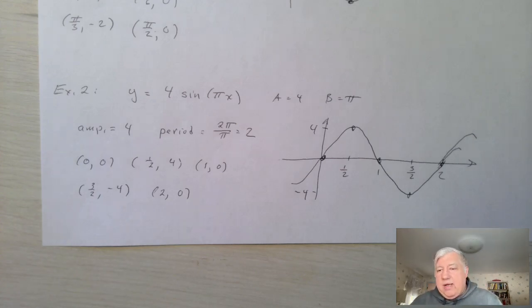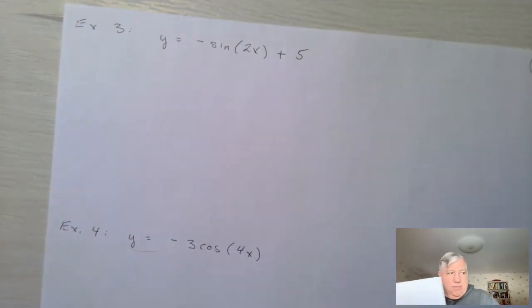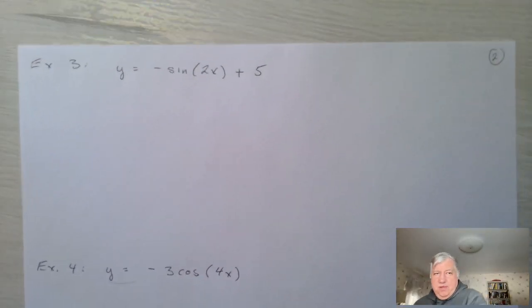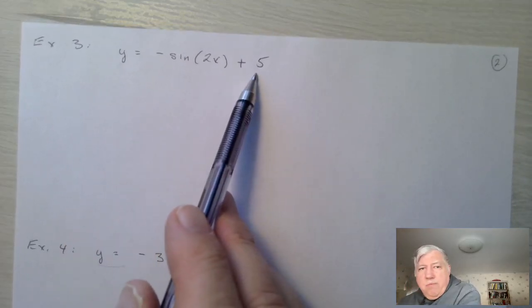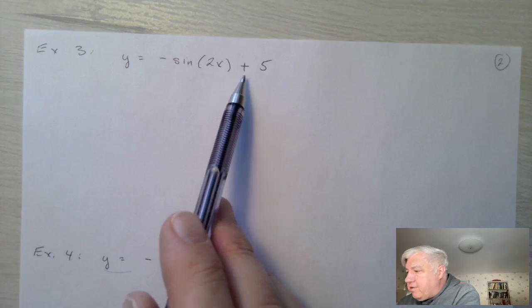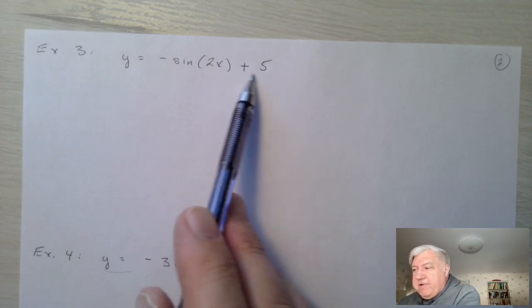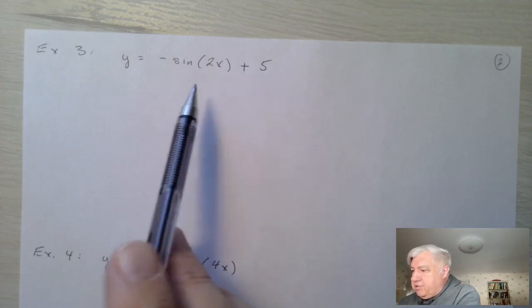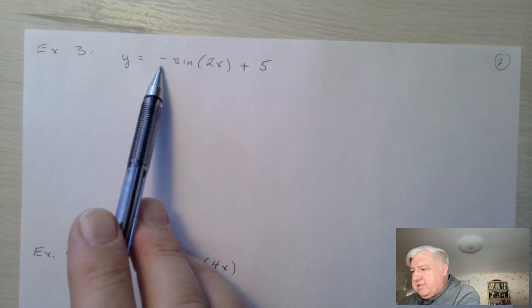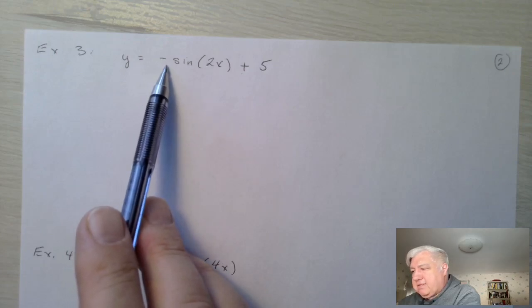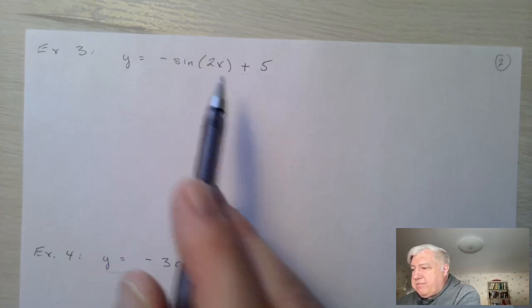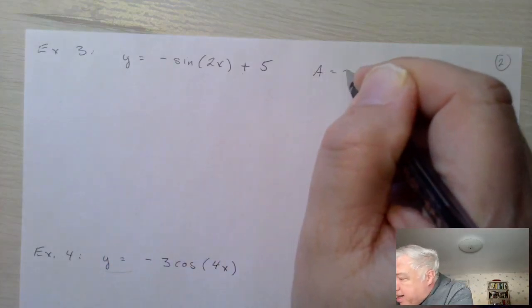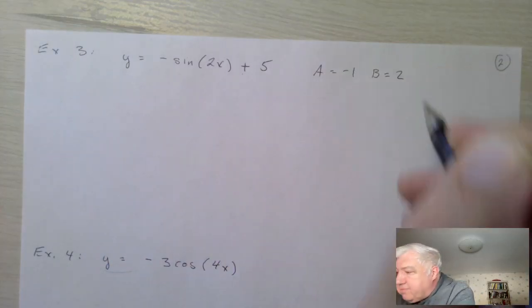Let's look at something a little more interesting. Maybe. Interesting for some people. Now here, don't be distracted by this 5. What we're going to do is ignore this 5 until the very end. So we have constant. This is the same thing. Minus sine of 2x is the same thing as -1 times sine of 2x. So A will be -1 and B will be 2.